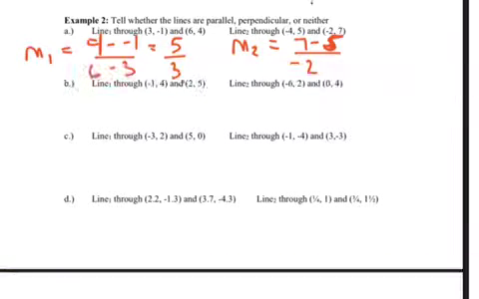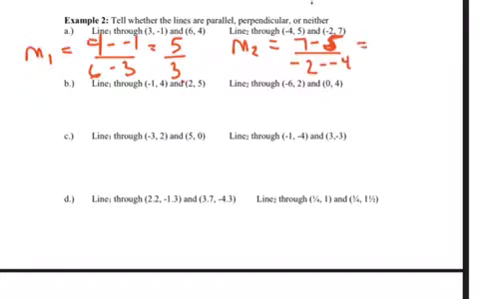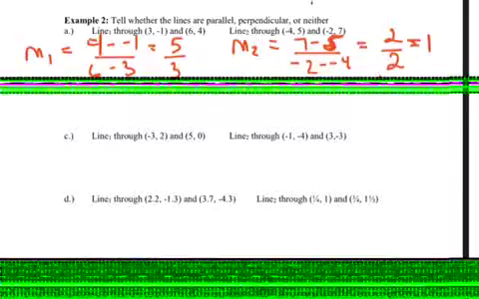Okay, so I do 7 minus 5 over -2 minus -4. So that gives me 2. It's not looking very promising, but let's see. -2 plus 4. So I get a slope of 1. So this one is neither.